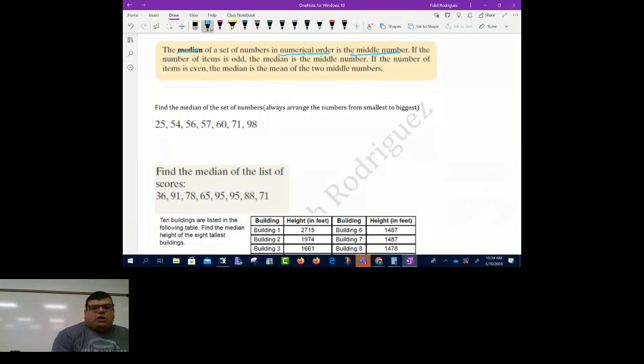So, first thing I'm going to do here, I'm going to see, are my numbers in order? 25 is the smallest, 54, 56. It looks like those numbers are already in order from smallest to biggest. We're looking for the number in the middle. The way you can find the middle number: scratch the first one, scratch the last one. Scratch the second one, scratch the second to the last one. Scratch this one, scratch that one, boom.